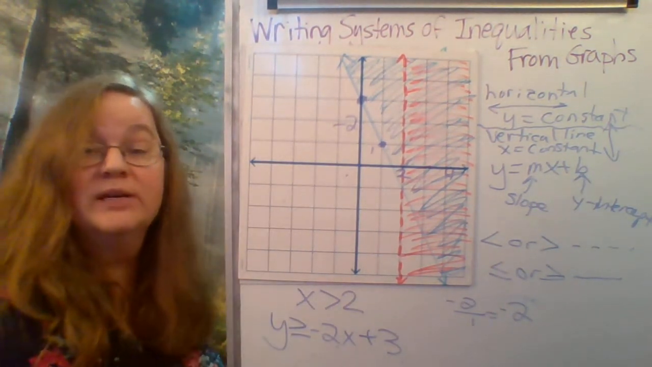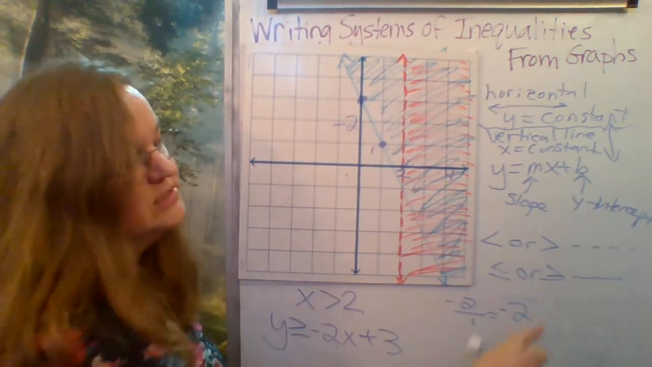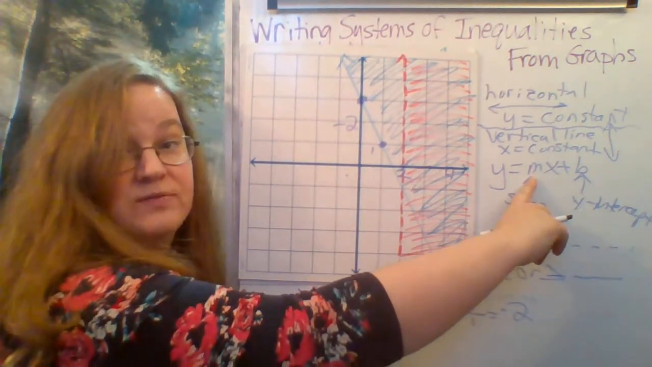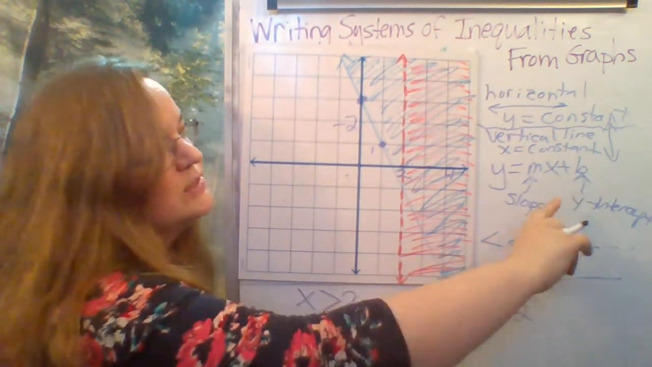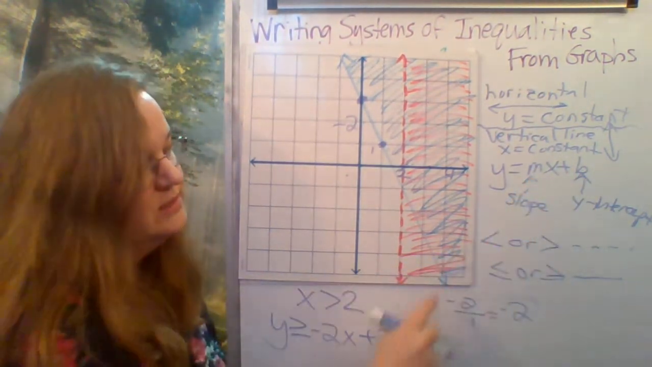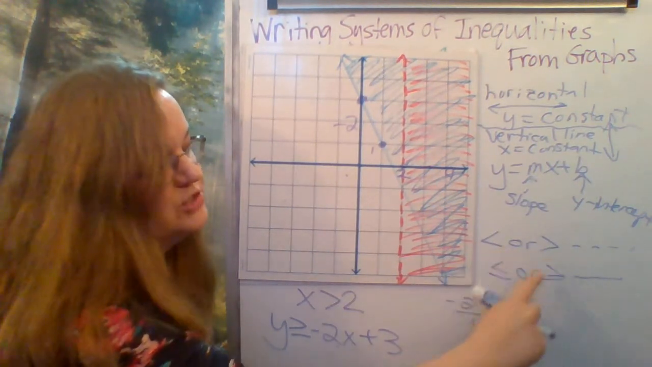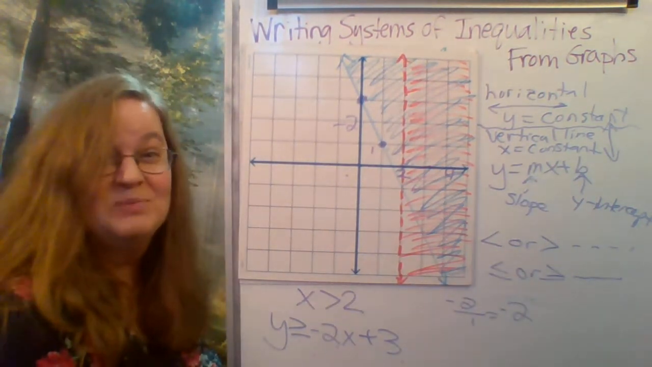Okay? So again, when you're going through this process, you go back to your slope-intercept form, which is the easiest way to do it. Look for the y-intercept, figure out the slope, and then you can look and see which sign you need in that particular case.